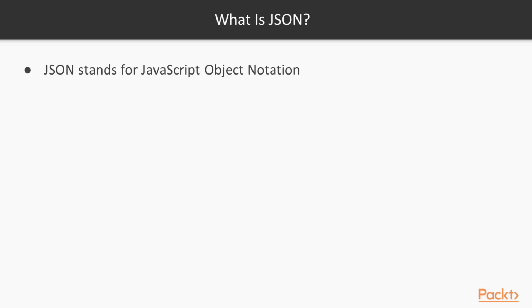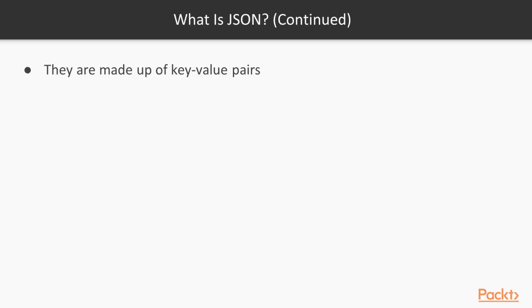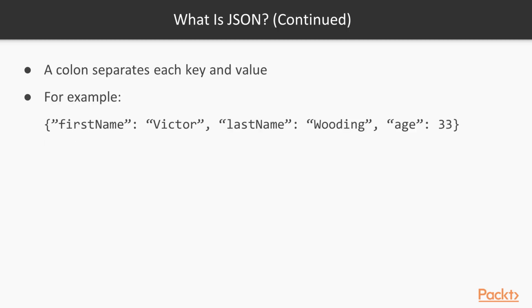JSON stands for JavaScript Object Notation. It is used to transmit data between a server and a web application. JSON objects are enclosed with curly braces. They're made up of key-value pairs. Keys can be strings and values can be another string, number, object, list, boolean, or even null. Key-value pairs are separated by a comma. A colon separates each key and value.